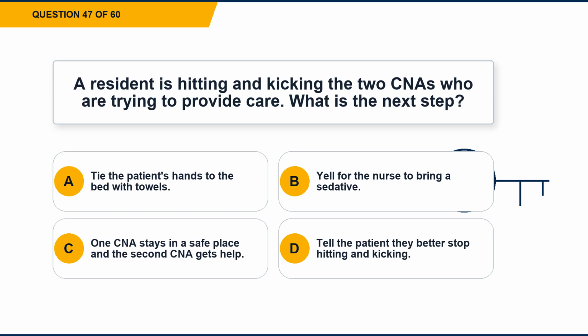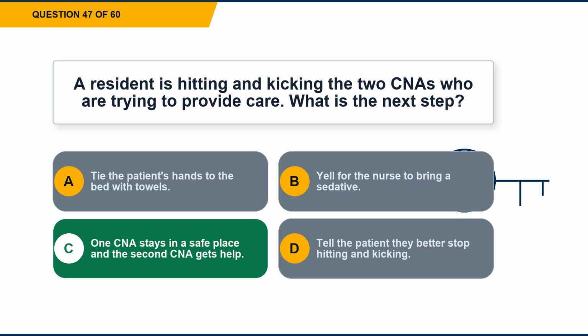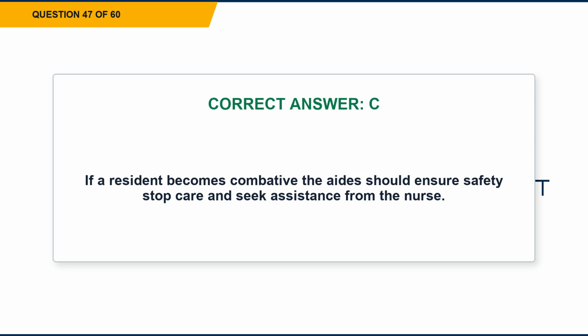Question 47. A resident is hitting and kicking the two CNAs who are trying to provide care. What is the next step? Option A, tie the patient's hands to the bed with towels. Option B, yell for the nurse to bring a sedative. Option C, one CNA stays in a safe place and the second CNA gets help. Option D, tell the patient they better stop hitting and kicking. The correct answer is option C, one CNA stays in a safe place and the second CNA gets help. Explanation: if a resident becomes combative, the aides should ensure safety, stop care and seek assistance from the nurse.